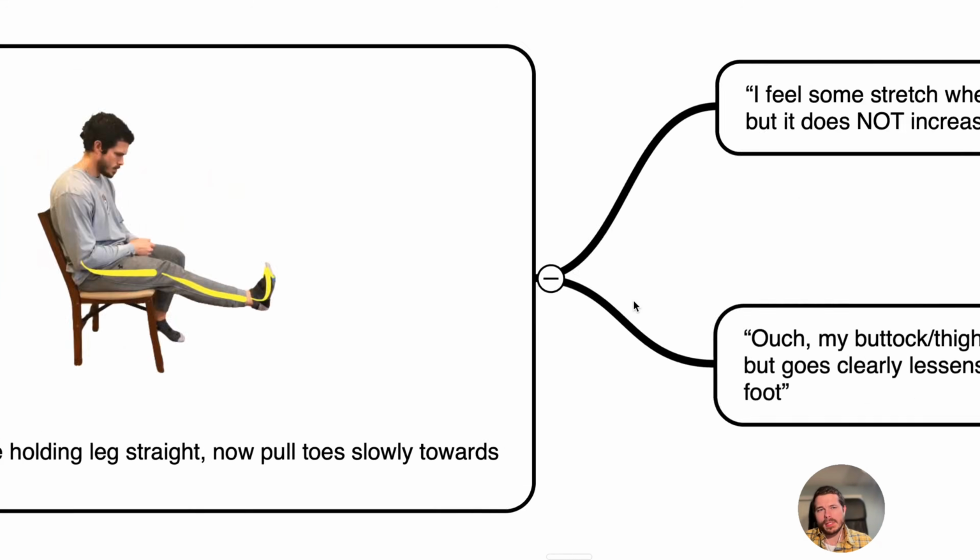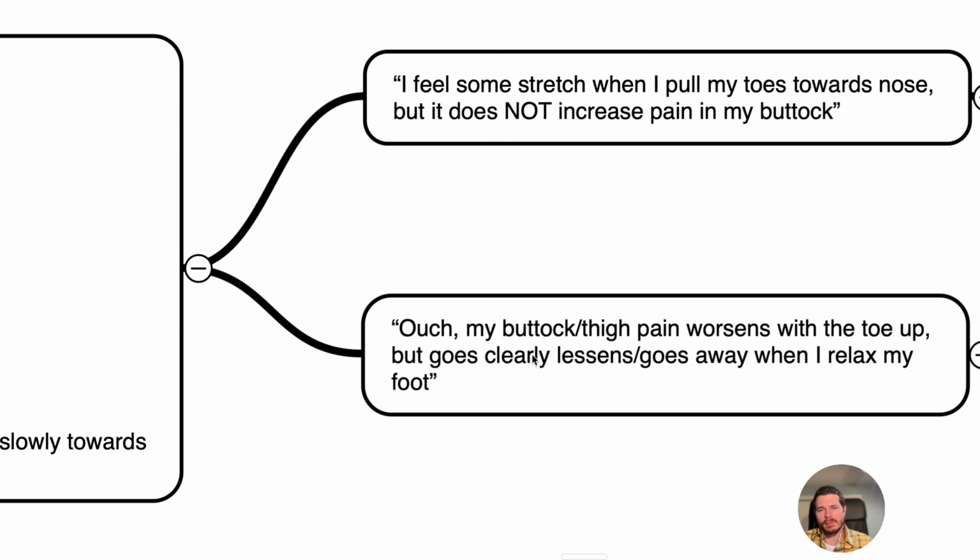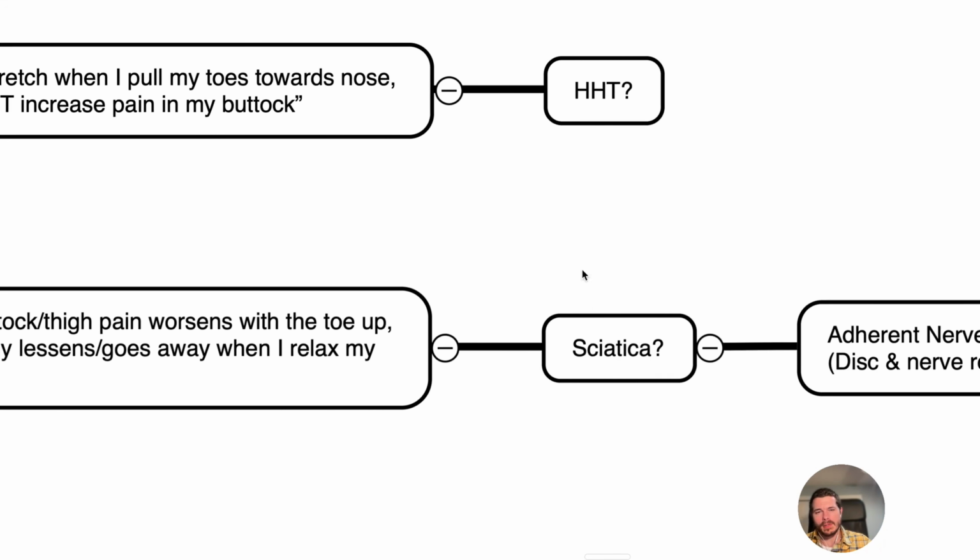Now let's just say you do this, and you say, ouch, that's weird. When I move my foot, when I pull my toe up, my butt pain gets worse. What's going on? I'm confused. And then when I relax my toe, my buttock pain gets better. So when I point my toes, it gets better. When I pull it up, it gets worse. What's going on there? Well, this points towards sciatic nerve sensitivity.